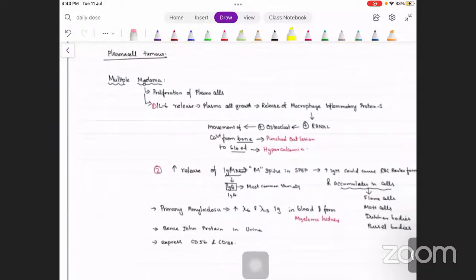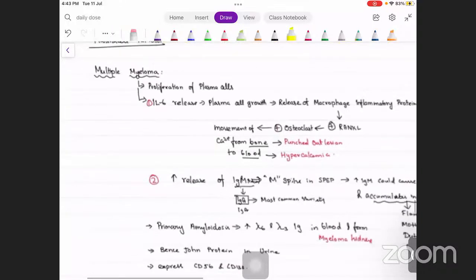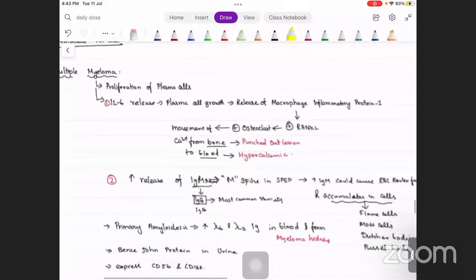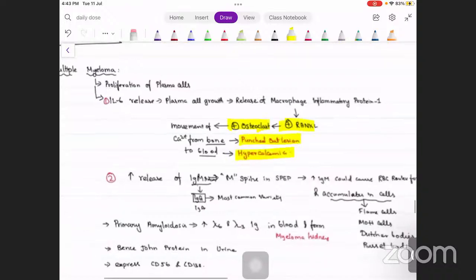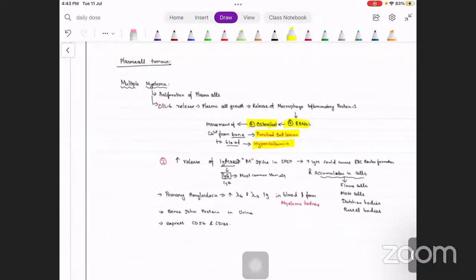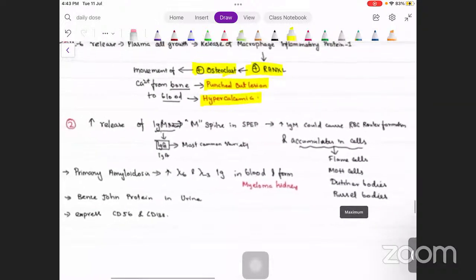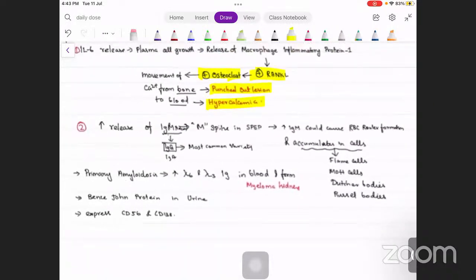Then you have multiple myeloma, where you see the IL-6 release, where you see the plasma cell growth, where you see the activation of RANKL, vitamin D, RANKL, osteoclast, movement of your calcium from the bone. So you see the punched out lesion and hypercalcemia. So speaking about that, what are the things you have to remember in multiple myeloma, people? Very short and sweet. We will finish multiple myeloma. What are the things you have to remember in multiple myeloma?